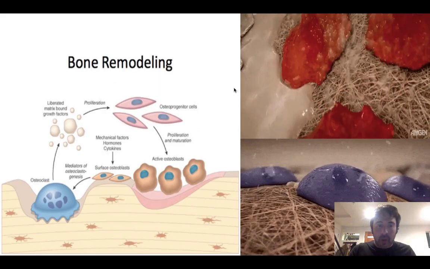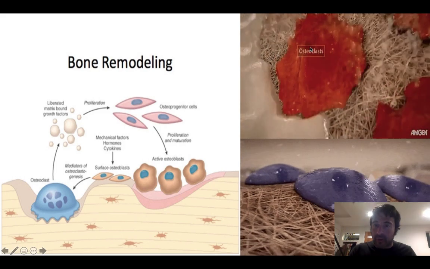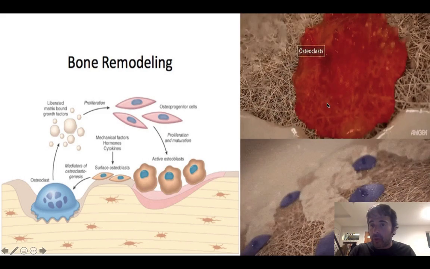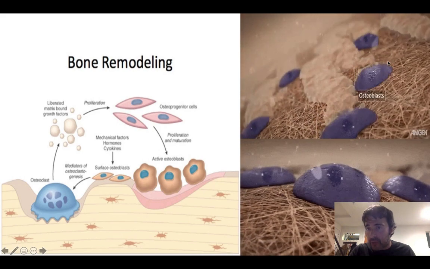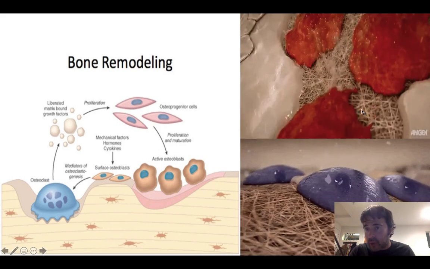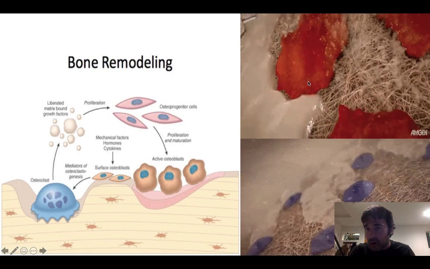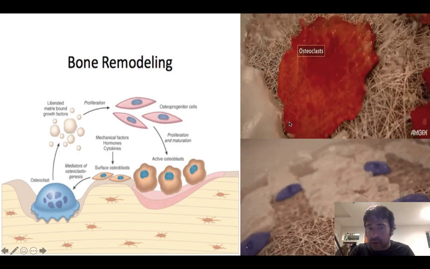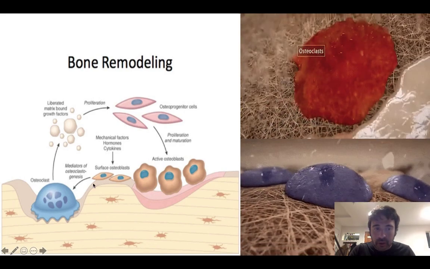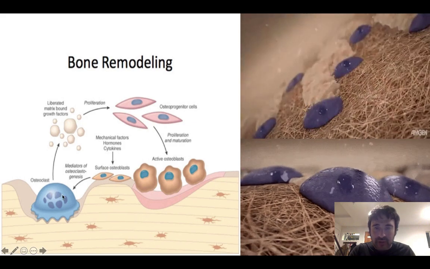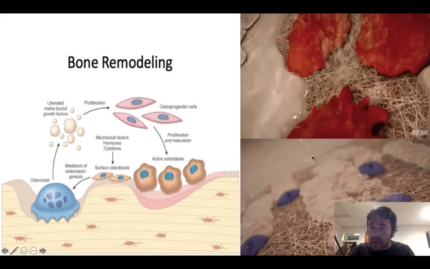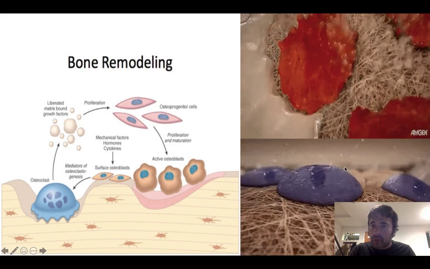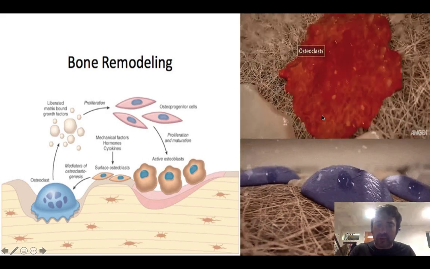Now, bone remodeling is just a process in which osteoclasts break down old worn out bone. So you can see in this GIF right here, osteoclasts are breaking down that bone, carrying out bone resorption, physically breaking down bone. And then those osteoblasts come in and they replace that old worn out bone. So it's a constant process that's taking place.